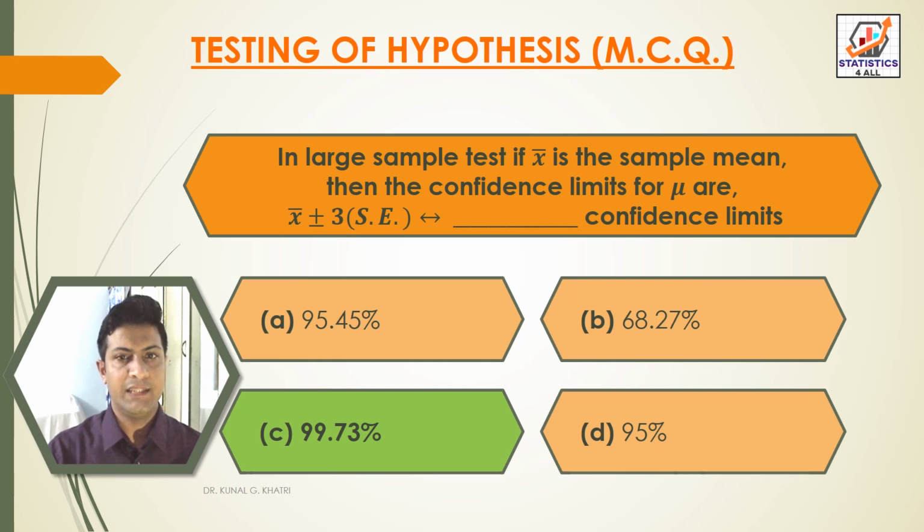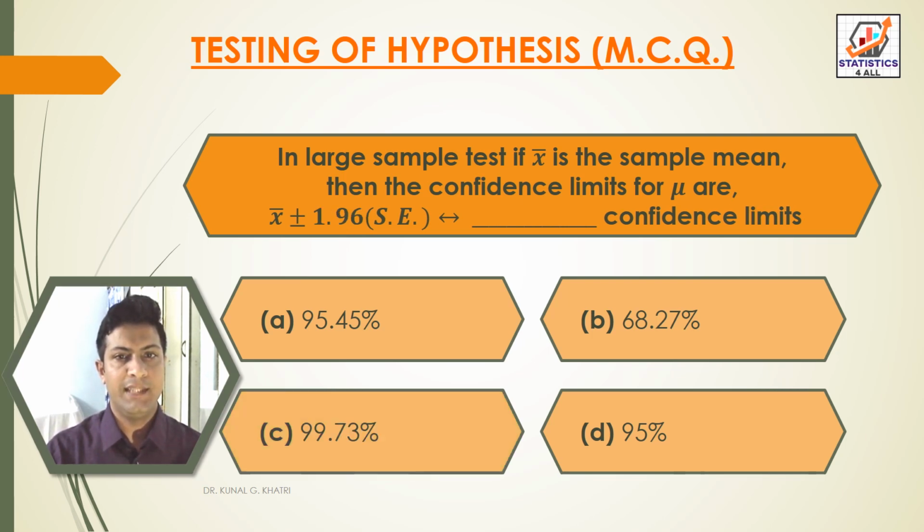In large sample test, if x bar is the sample mean, then the confidence limits for mu are x bar plus or minus 3 into standard error, 99.73% confidence limits. Next question.